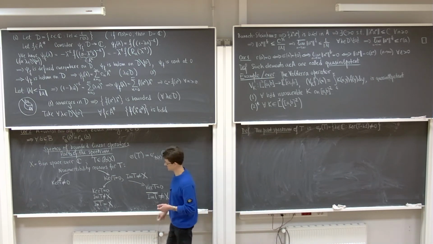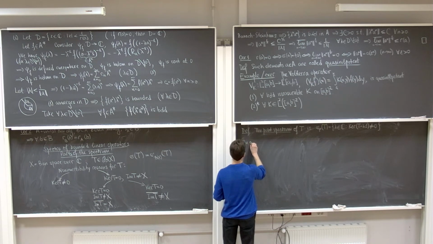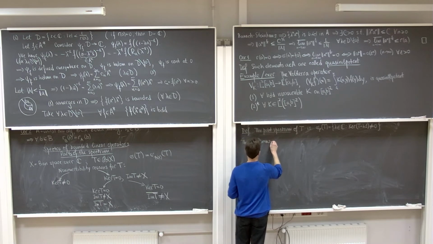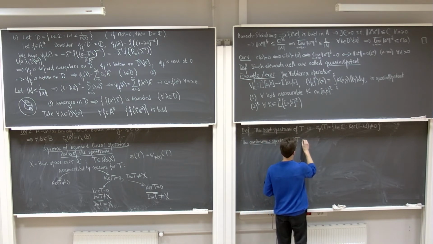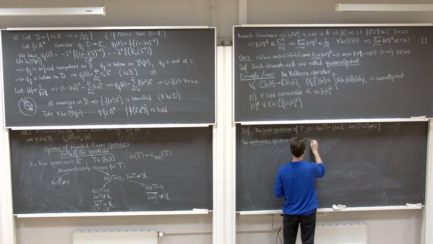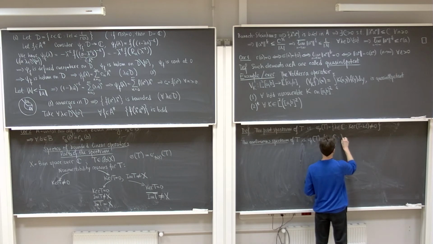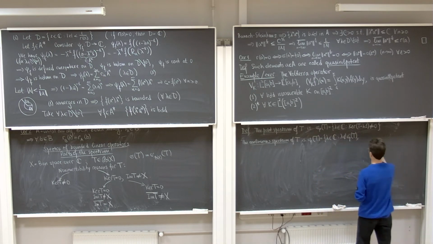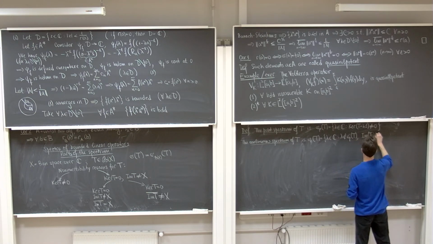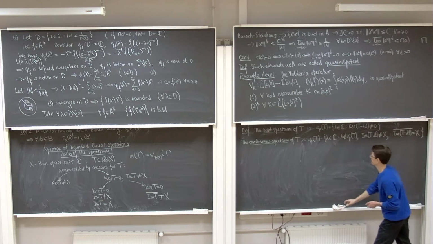Next, we define, so this corresponds to the non-trivial kernel. The second part of the spectrum is the continuous spectrum. The continuous spectrum of T, which is denoted by sigma c of T, consists of those lambda which are not in the point spectrum. The kernel is trivial. The image is not equal to X, but the image is dense in X. This is the continuous spectrum.